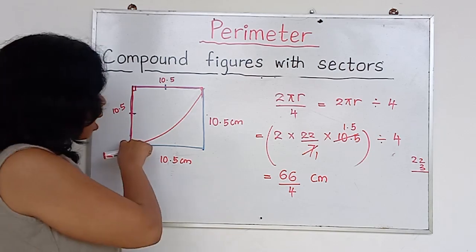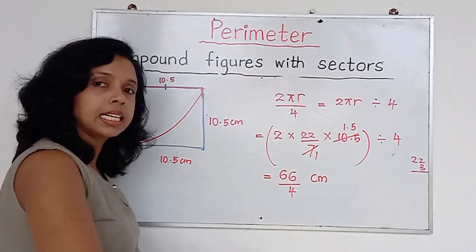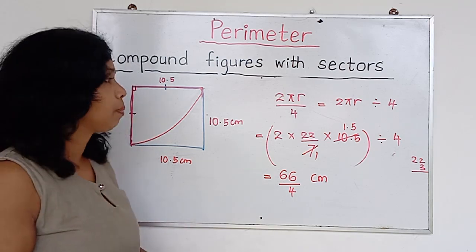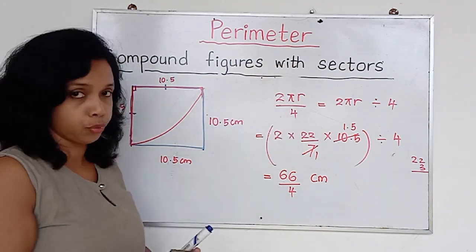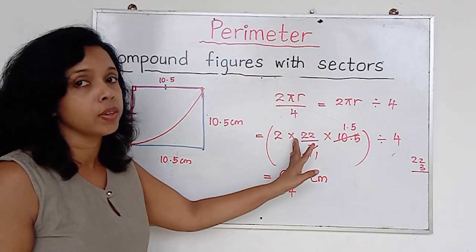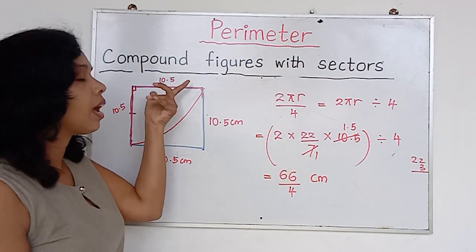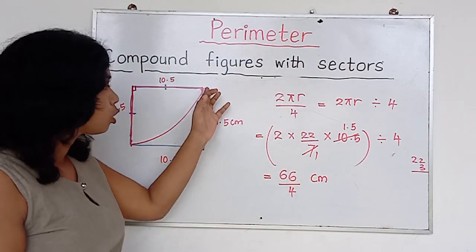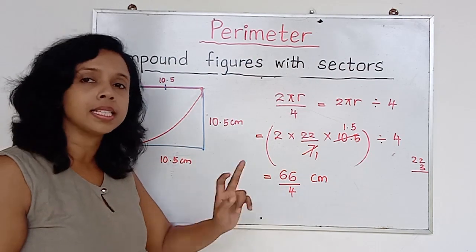And to find this length, again, it's a quarter of a circle. And that means 2 pi r divided by 4. And what is the pi value? It is 22 over 7. What is the r value? Here also 10.5. That means for this length you get the same answer.